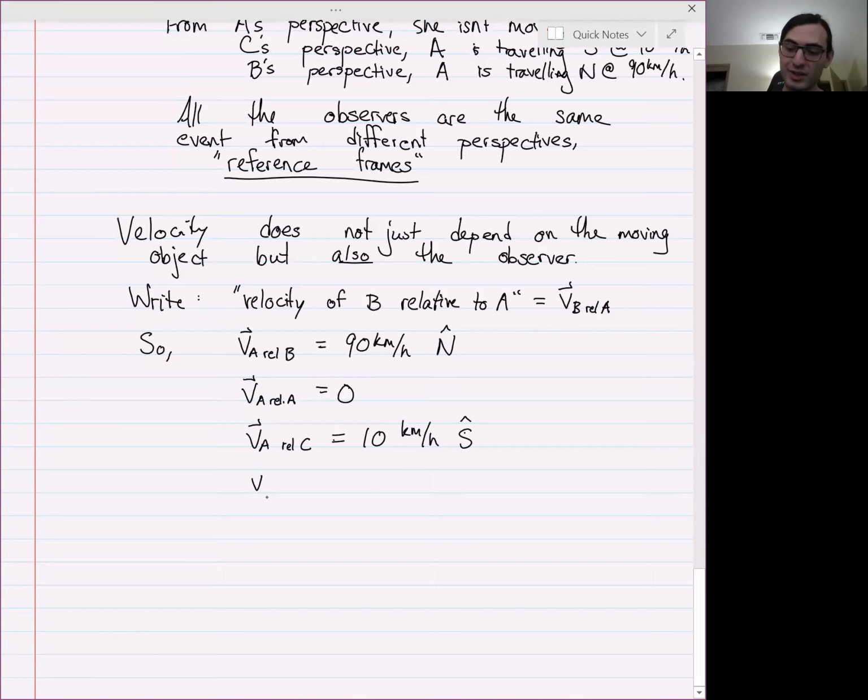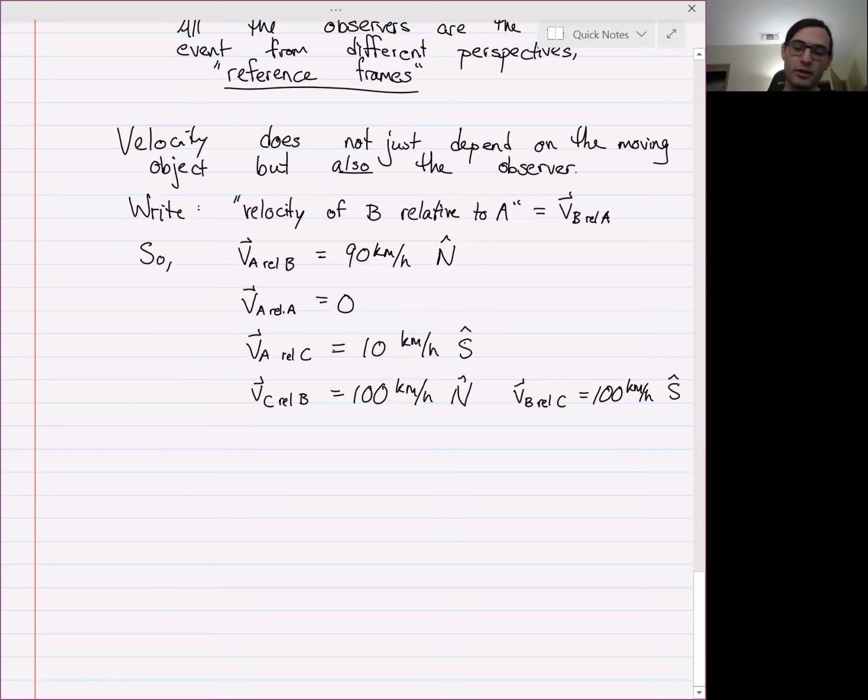The velocity of Charlie relative to Bob, on the other hand, remember Charlie's just sitting on the train, Bob's sitting at the train station, this would be 100 kilometers per hour north. And we can also include the velocity of Bob relative to Charlie. So from Charlie's perspective, Bob is going backwards at 100 kilometers per hour, not per second, in the south direction. So the question is how do these relate?